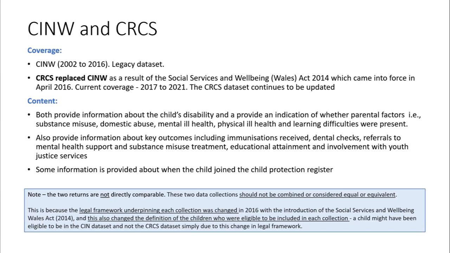So both of these data sets contain information about the child's disability, and they provide an indication of whether parental factors such as domestic abuse, substance misuse, mental or physical ill health, and learning difficulties were present. They also provide information about key outcomes, including immunizations, dental checks, referrals to mental health support and substance misuse, educational attainment, and involvement with the youth justice system. And some information is also included about when the child joined the Child Protection Register.